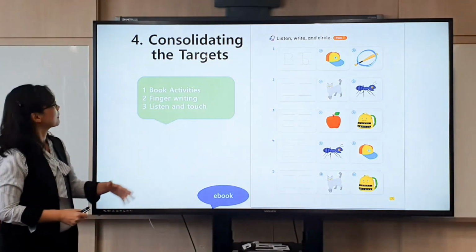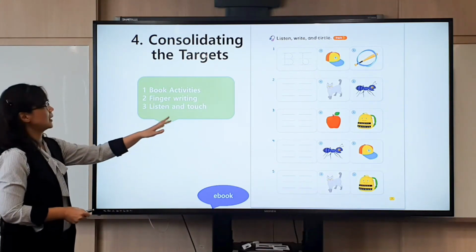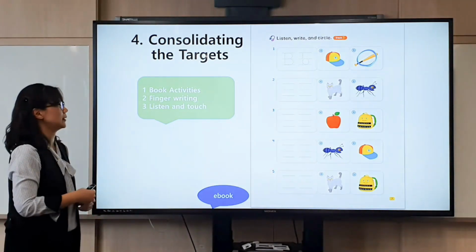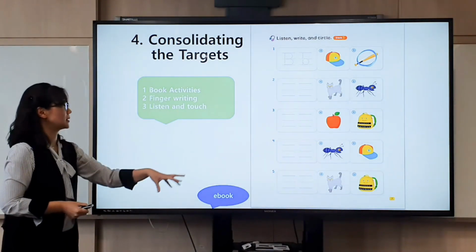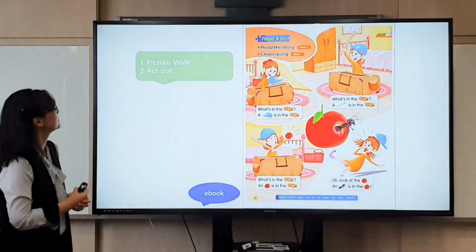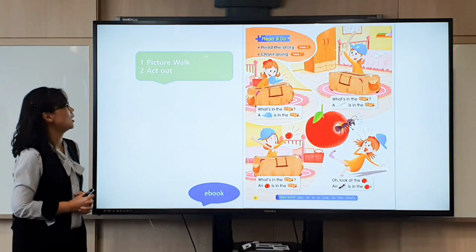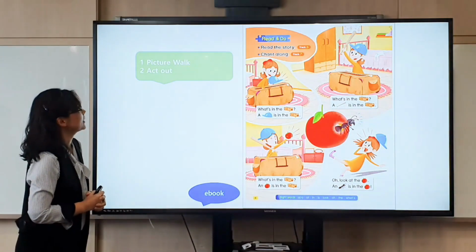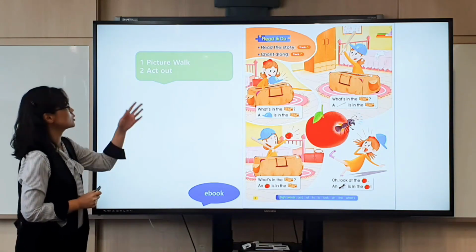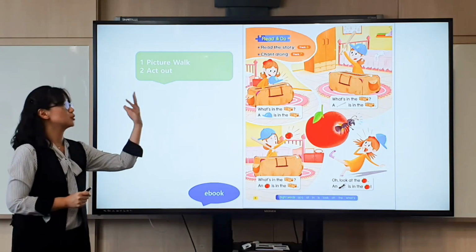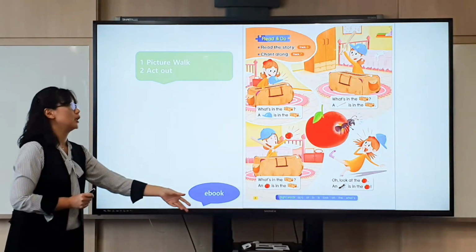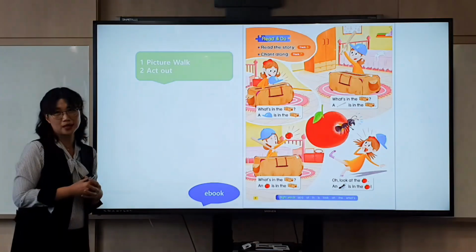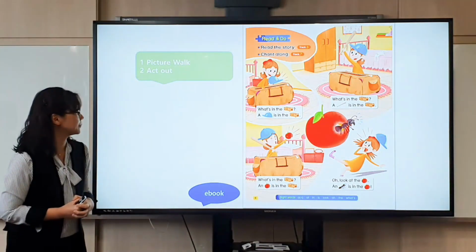So you can consolidate the target by writing the letters, and then listening to the sound and producing the sound, and you can also practice the words. Now we have the phonics story page. Here, you can do a picture walk, and then you can listen to the story, and then you can read the story, you can chant the story, and then you can do some actions as well. You can act out the story.